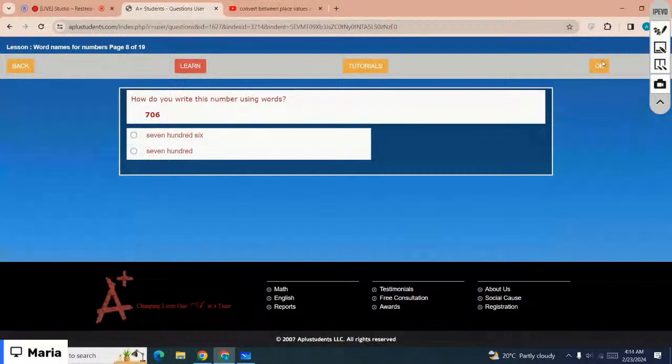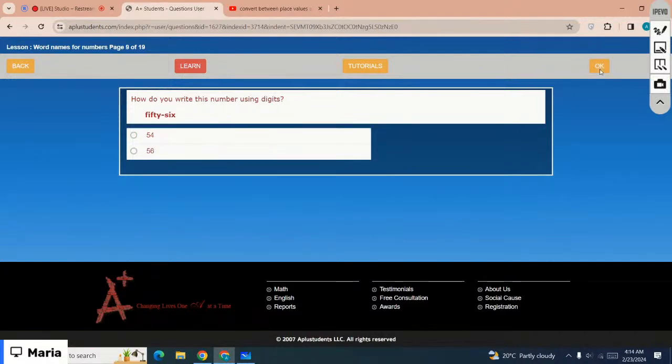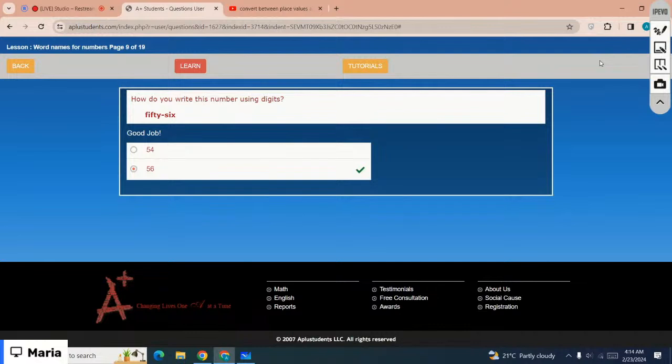That is option 1, 706, right? How do you write this number using digits? 56. Which is the correct option? Yes, that's option number 2. You can write it as 5 and 6, that together they make 56.